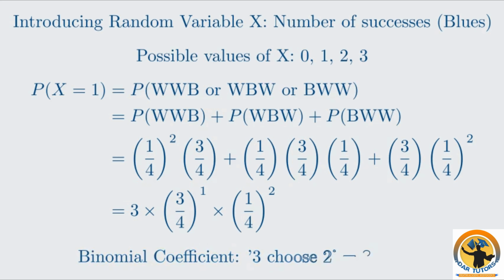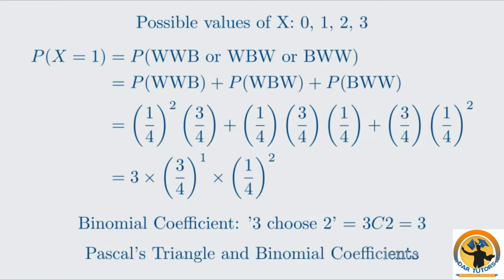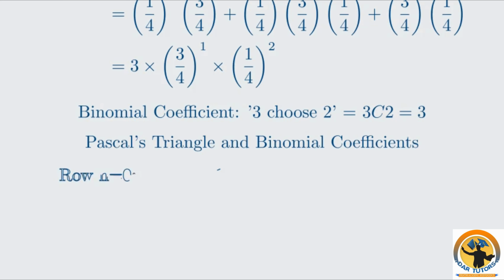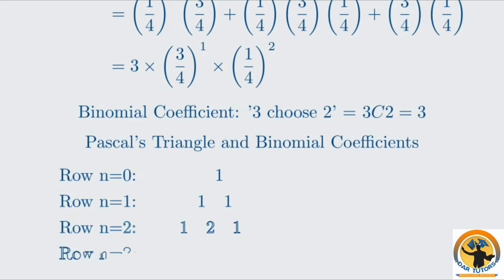It tells us the number of combinations of 3 items, taking 2 at a time. This concept is deeply linked to Pascal's triangle. The binomial coefficients for n trials correspond to the values in the nth row of Pascal's triangle, starting with n=0 at the top. The element n choose k gives the number of ways to have k successes in n trials.